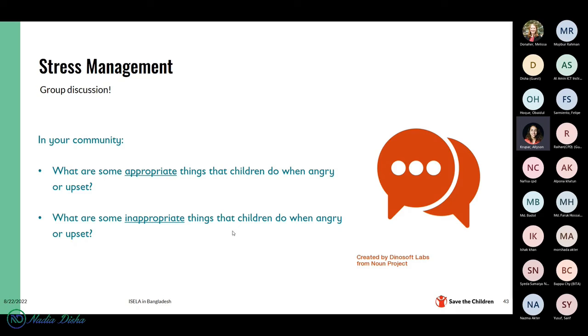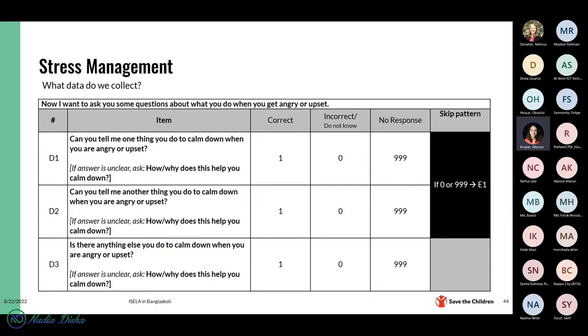You can also think, if you have children, about what appropriate and inappropriate things your own children do to cope when they're angry or upset. You can think about children that you interact with, and the enumerators can also think of examples in their community. Great. So those are the questions within stress management. We say, now I want to ask you some questions about what you do when you get angry or upset. And again, we say that all the same way to each child.